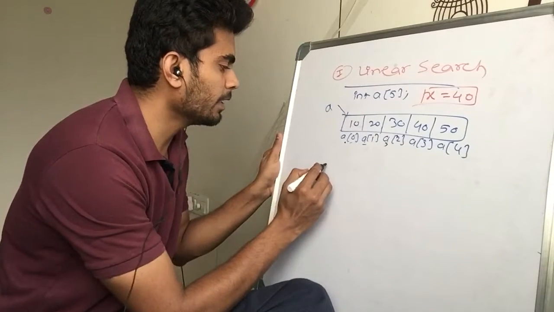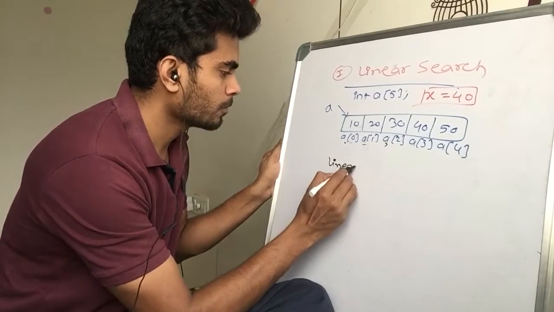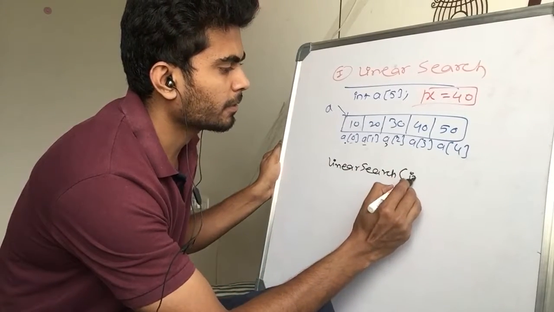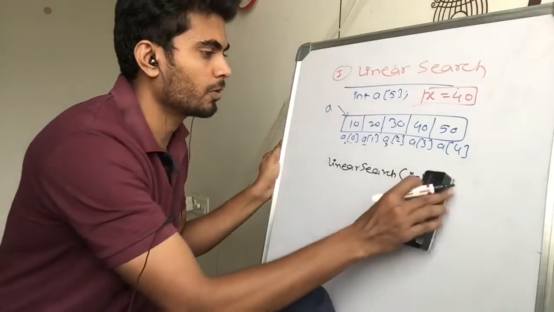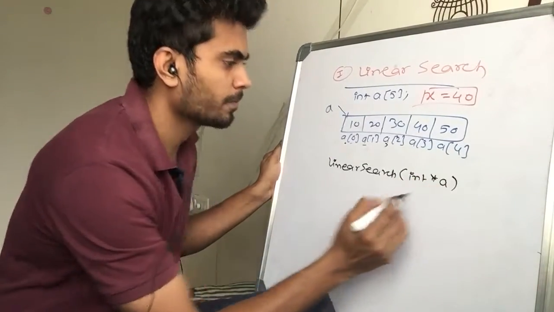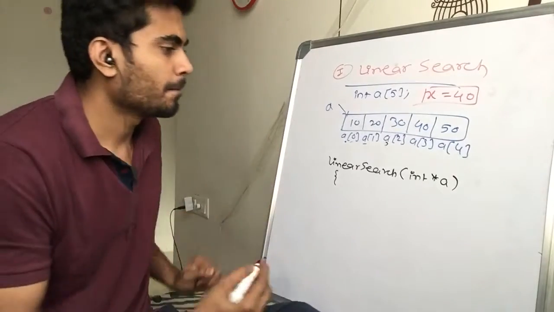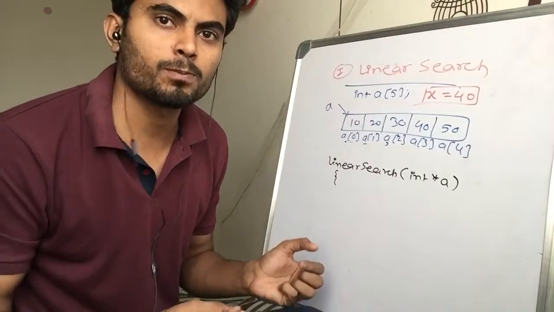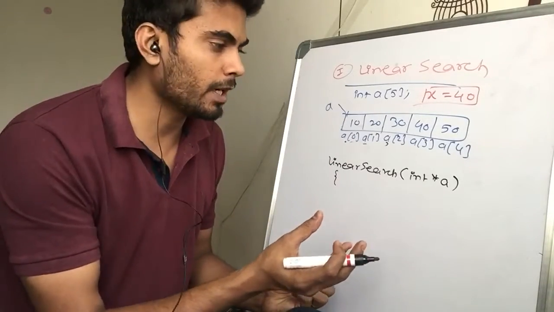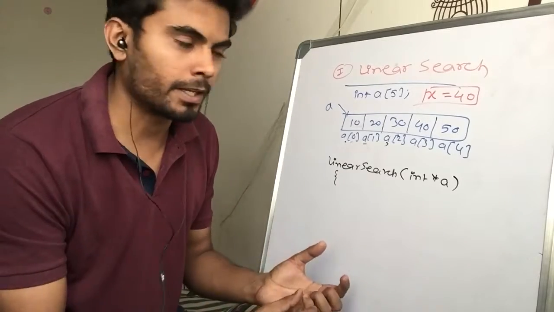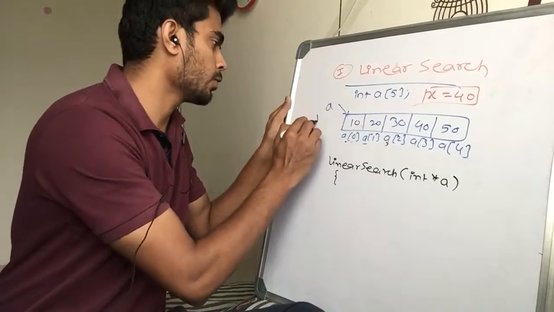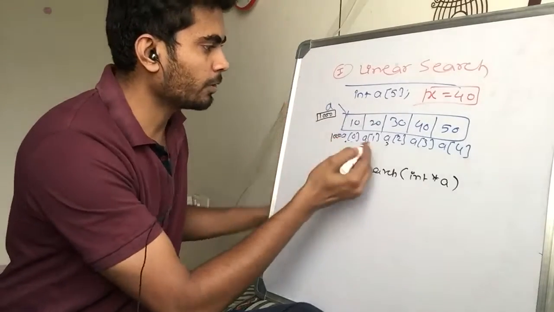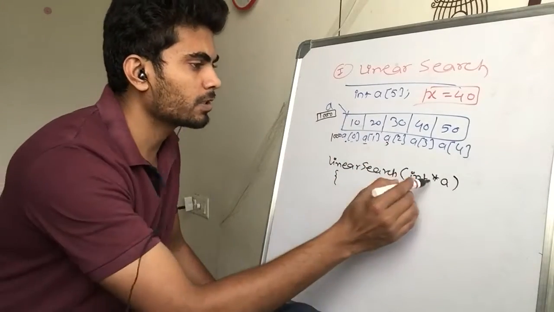So how will you implement a linear search? Linear search is a function which needs, say, an array int a or a pointer to this array. Because you don't call a function with the whole array, you just pass the pointer to the array, the address of the array. That means a is actually a pointer which contains the address of the first element, say 1000, and then 1004, 1006, 1008 and so on. So this is actually this 1000.